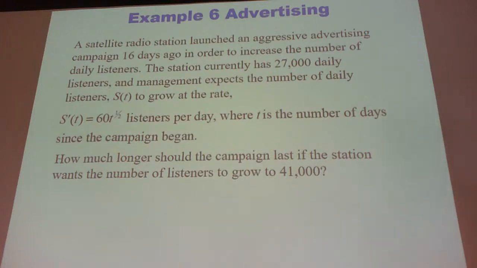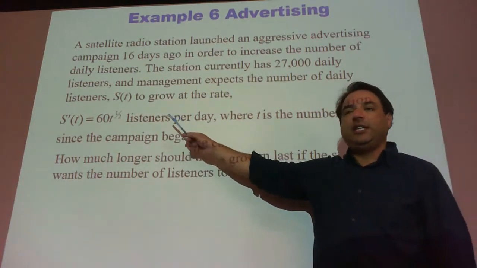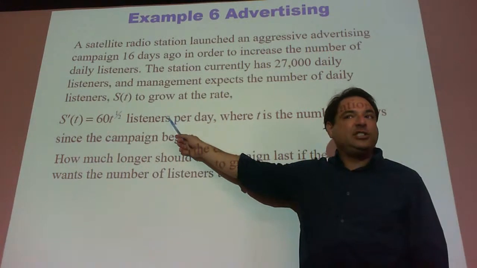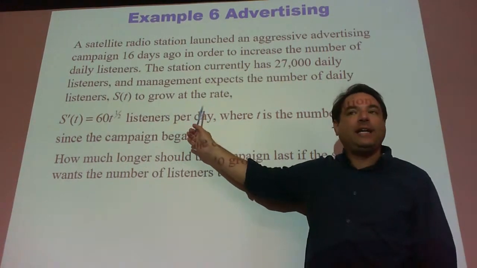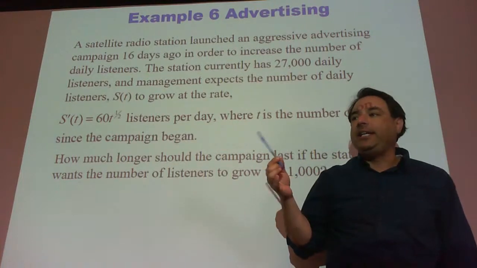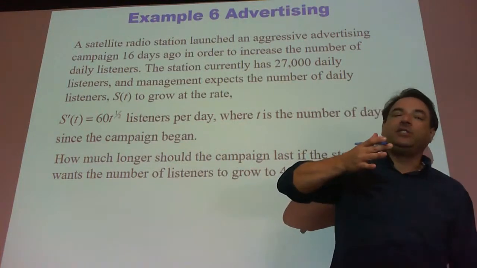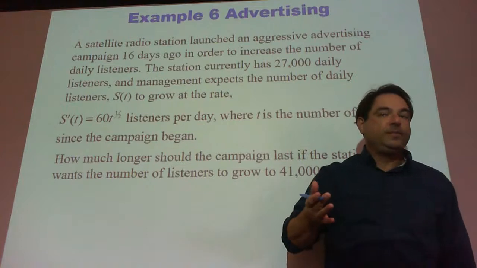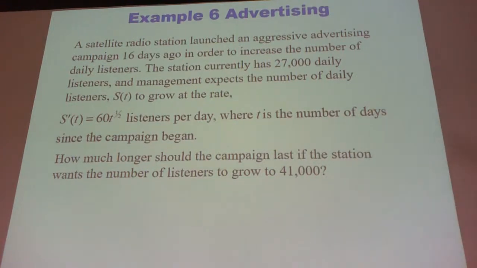Slowly. Notice what they give you. Doesn't say listeners. It says listeners per day. Per day. Is that a rate of change? That's a derivative. So how do I take a derivative backwards to give me total? Integral. And they tell me that at 16 days, the station currently has 27,000 listeners. And then they want to know when you're done, how long will it take to reach 41,000?